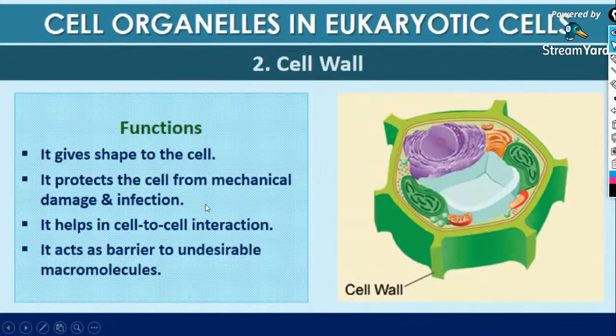Then functions. It gives shape to the cell. It protects the cell from mechanical damage and infection, helps in cell-to-cell interaction, and acts as a barrier to undesirable macromolecules. The cell wall is freely permeable in nature and gives shape and support to the cell. Cell-to-cell interaction is the transfer of material from one cell to another, as we have seen via plasmodesmata connections. It acts as a barrier to undesirable macromolecules, that is, large molecules.